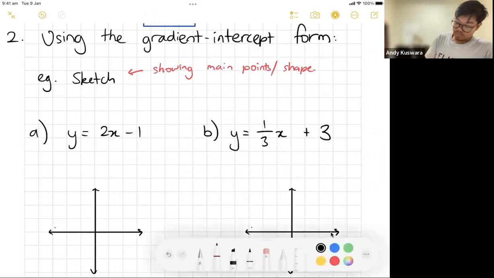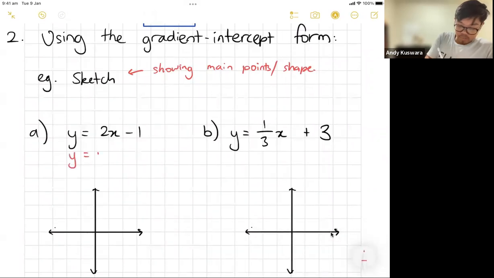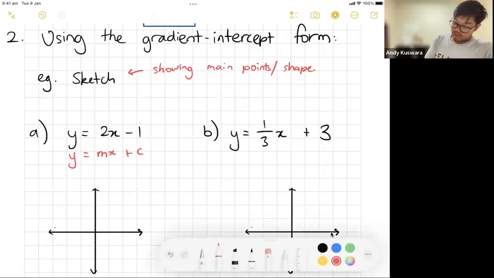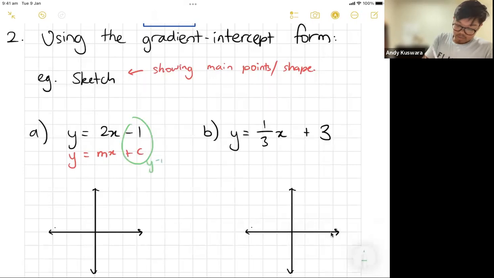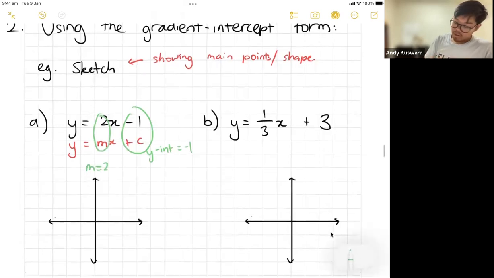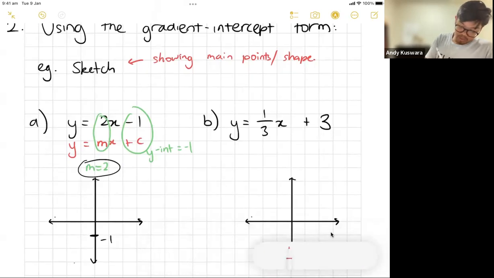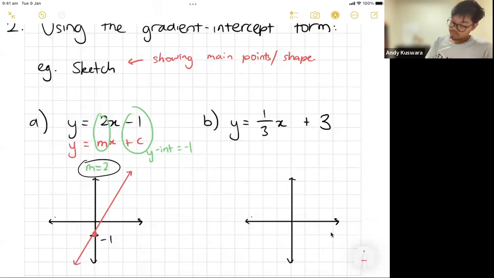Now for this one, I recognize that this is y equals mx plus c form, okay? Sorry, not b, we've been talking c. That means I know that the y-intercept is going to be -1, and I can see here that the gradient is going to equal 2. So if my y-intercept is -1, I'm going to cut here at -1, and with a gradient of 2, I'm just going to draw a fairly steep line. As long as it goes through that point there, that would be my line.